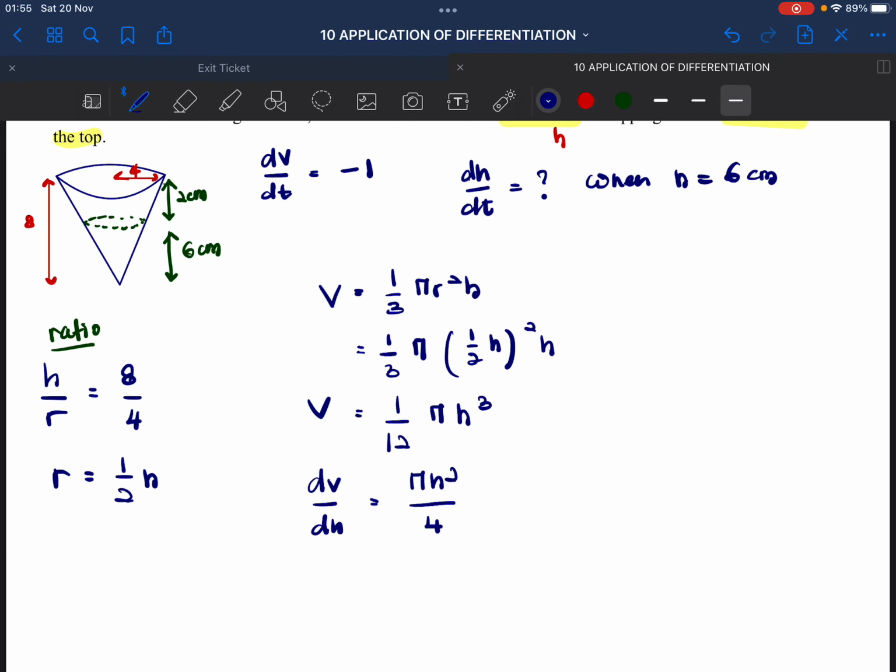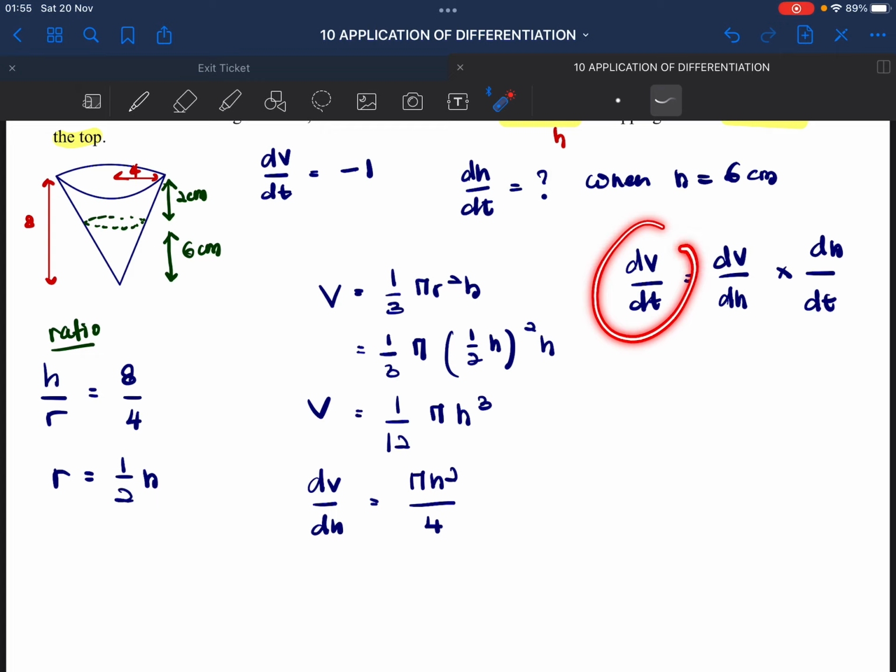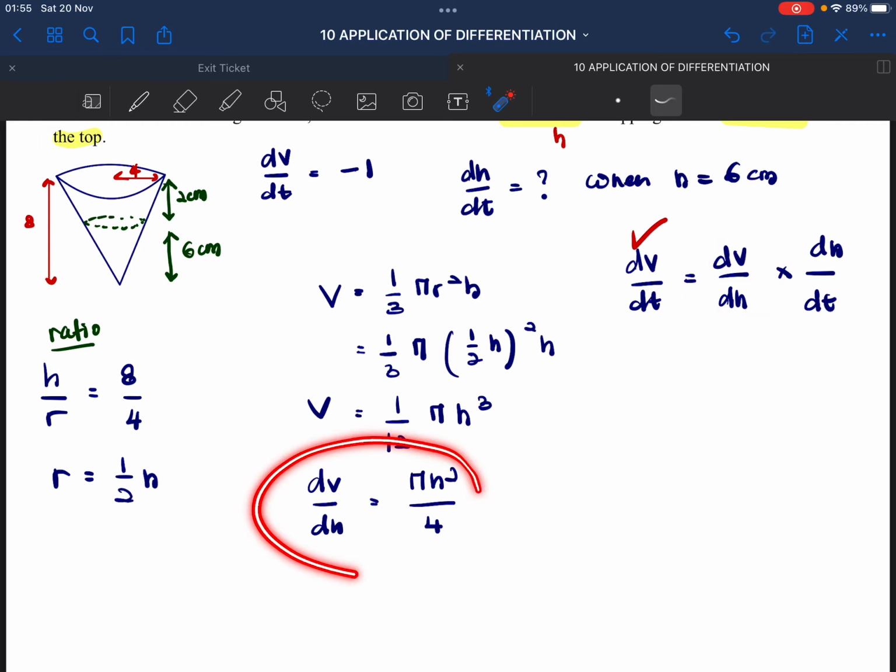Now we are going to write our chain rule. dV over dt equals dV over what, multiplied by what over dt. So what are we going to apply here, dr or dh? Obviously dh, because the question asked to find dh over dt. So here is dh, here is dh. Do you have your dV over dt? Yes, from the question. Do you have your dV over dh? Yes, from the formula. So we want to find dh over dt.